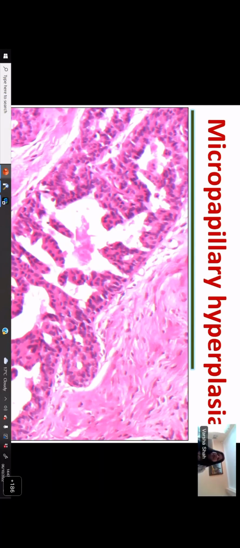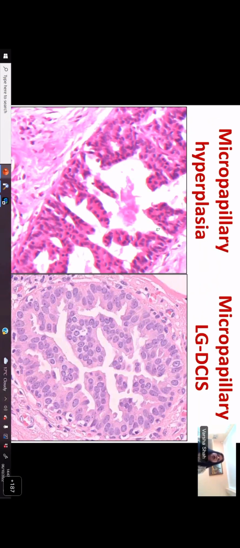So that is usual duct hyperplasia where I showed you a cribriform pattern. Now this is a different pattern. It's called micropapillary hyperplasia, or it's also called gynecomastoid hyperplasia, because typically this type of hyperplasia you see in gynecomastia. So how do you then differentiate? Obviously, your differential diagnosis is micropapillary DCIS, right? So how do you differentiate the two?